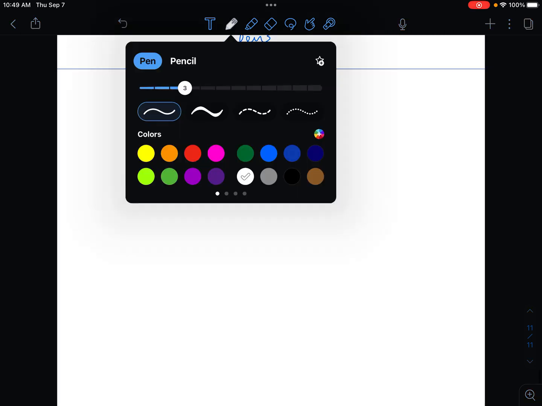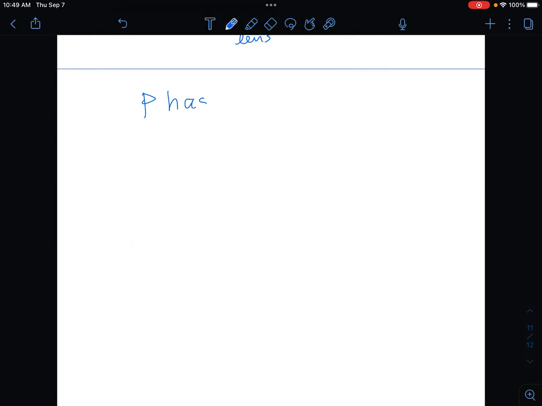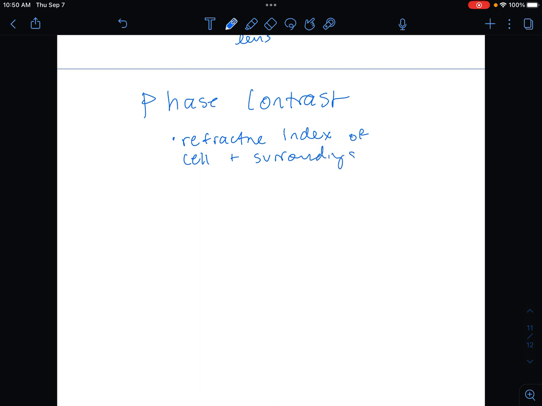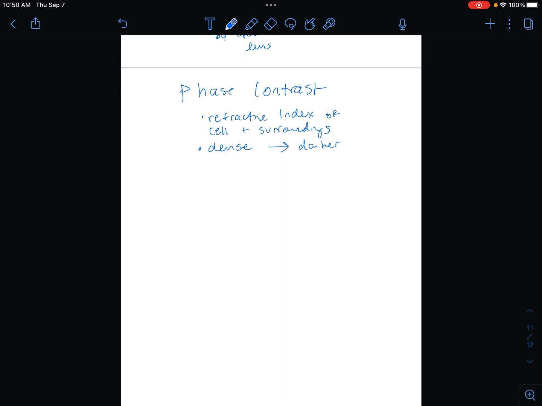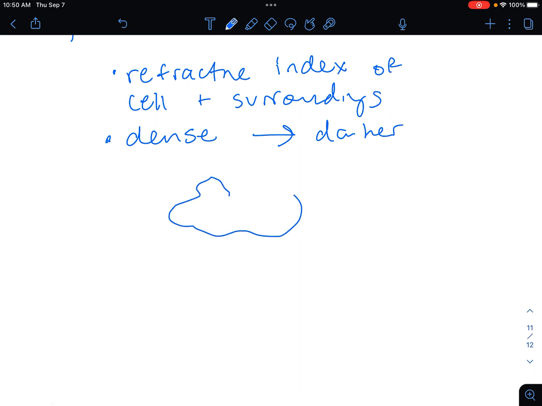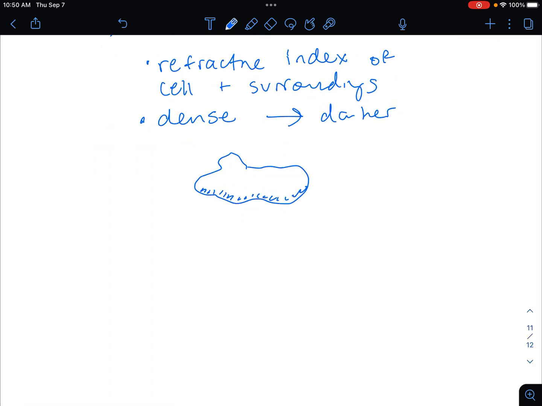We also have other types of light microscopes, such as phase contrast, and these play around with the refractive index of the cellular material as well as the surroundings. So dense material will become darker. So again, it's just separating the plain background in a sense and making the specimens themselves kind of pop out with this like 3D look. That's what phase contrast basically does.